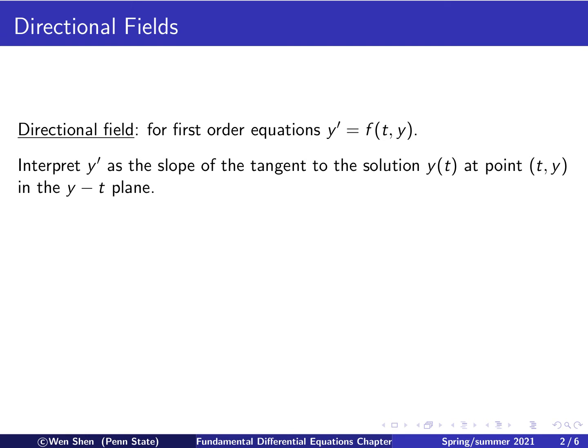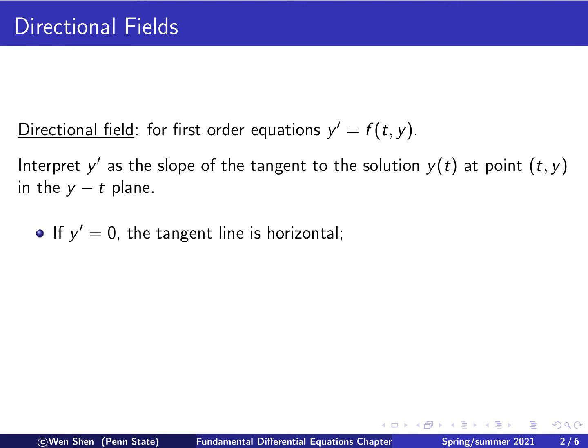Then in the yt plane, with t as the usual x-axis and y as the function value axis, the derivative y prime can be interpreted as the slope of the tangent to the solution y(t) at that point of t and y. Let's discuss a few cases for the property of the slope for different values of y prime.